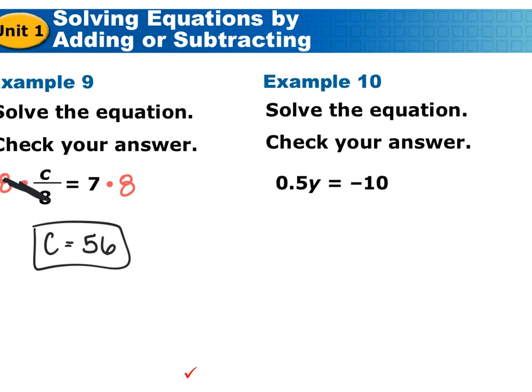All right. Now, example 10 is very similar to that. The main difference here is that you are now taking 0.5, multiplying it by y to equal negative 10. Well, how do you undo multiplying?